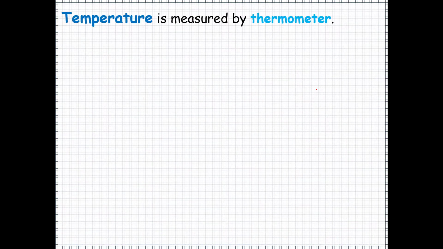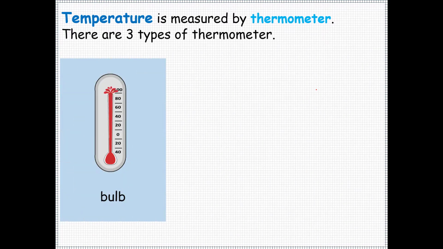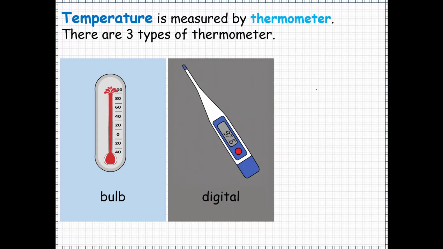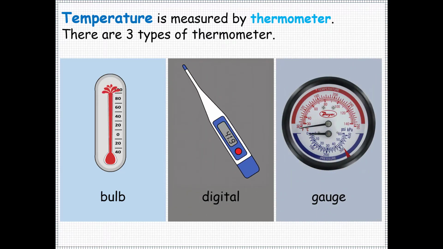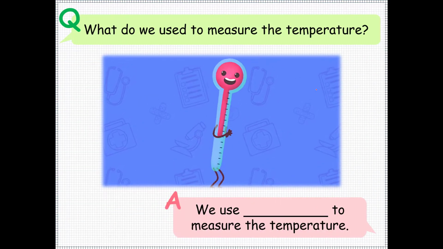Okay. See then, look at this. Temperature is measured by thermometers, right? There are three types of thermometers. First, bulb, digital, and gauge. One more time: bulb, digital, gauge. Very good.